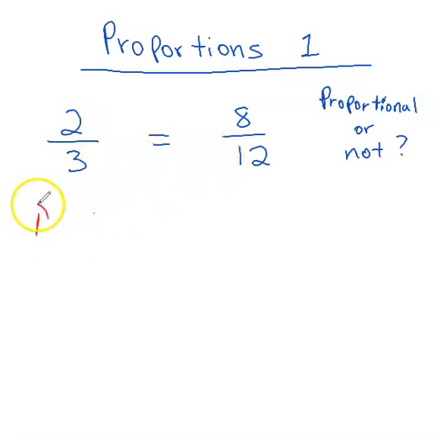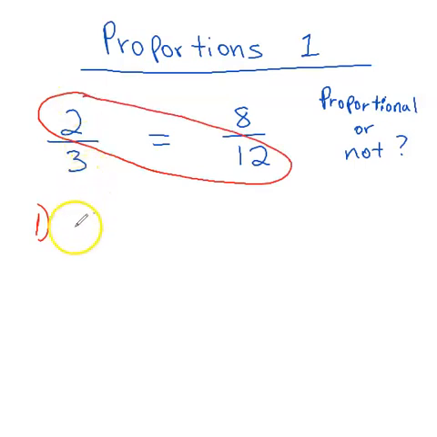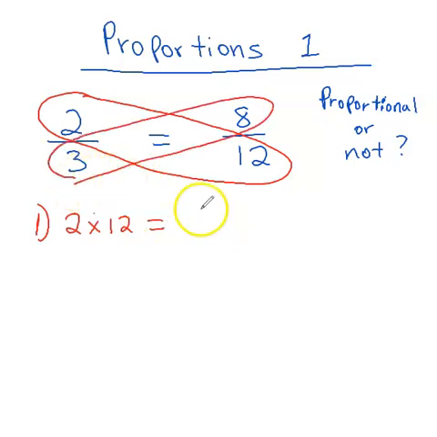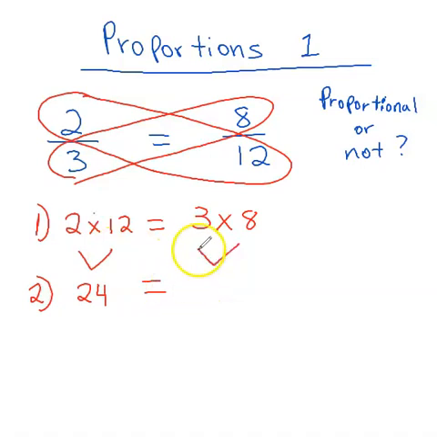So step one I would do is you need to cross multiply them like that. So it'd be 2 times 12 on the left, and then 3 times 8 on the right. If they equal each other, then you know they're proportional. Okay? So 2 times 12 is 24, and 3 times 8 is 24. Since 24 is equal to 24, they're proportional.